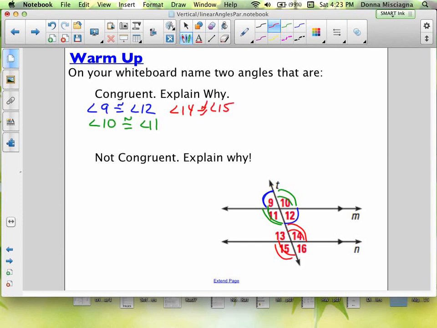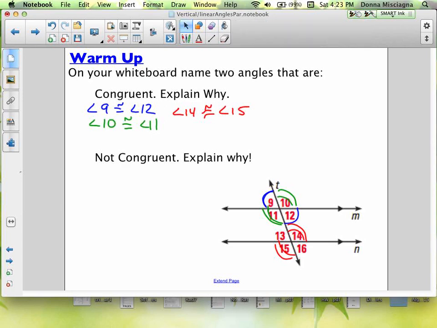Whoa, my congruent symbol doesn't look so good. See if it erases eventually. Come on. There we go. It had to think about it. Let's see if I can do that better. And I'll take it. And finally, angle 13 and angle 16 are congruent.